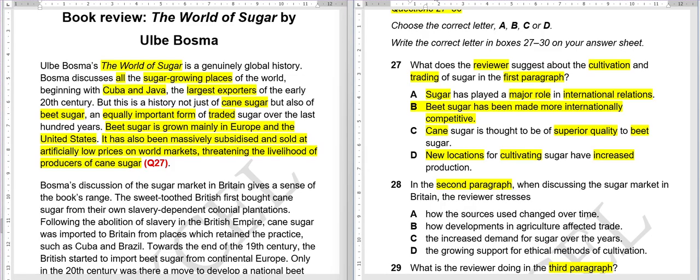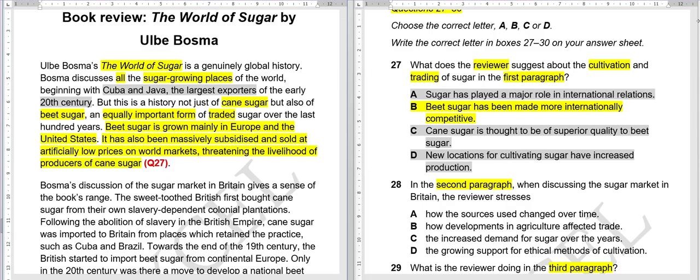So let's see the other options. Sugar has played an important role in international relations. There is no mention of that. There is no mention of quality as well, and there is no mention of new locations. They have talked about Cuba and Java, the largest producers of the early 20th century, but they are not talking about new locations. Be very careful about that.